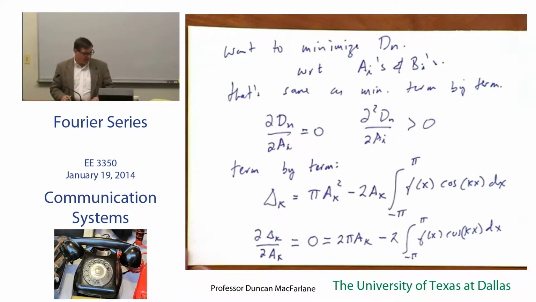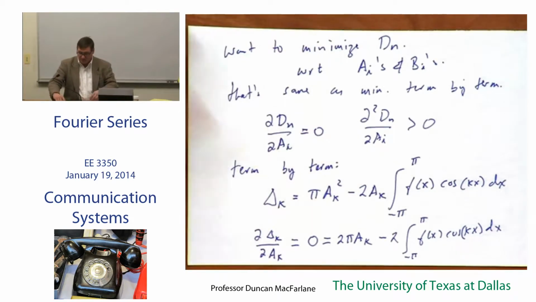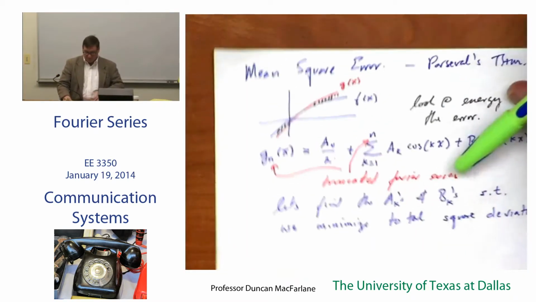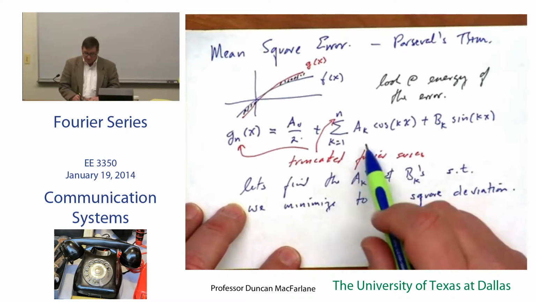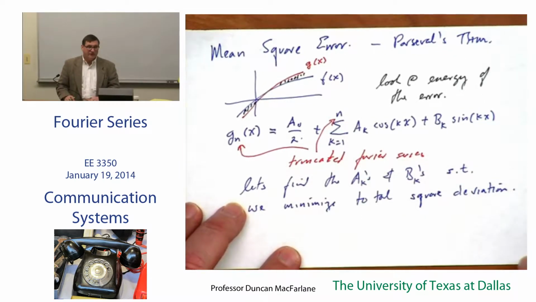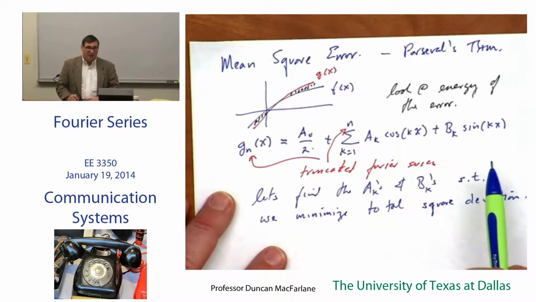Let's pause there and just remind ourselves where things are coming from. The capital A's are not the little a's. The capital A's come from the truncated Fourier series. F of x is the original function that I care about.